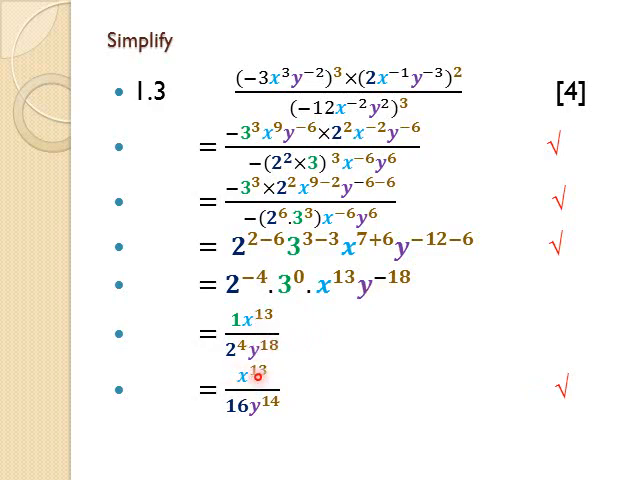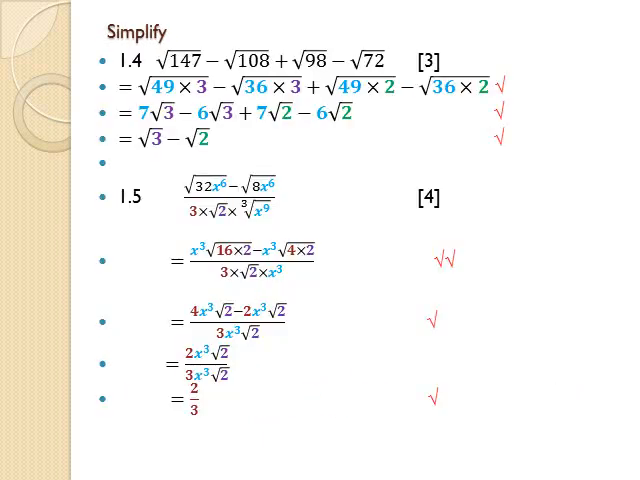X 13, if I bring this to the bottom, y to the negative 18 becomes y to the power 18. So final answer, x to the power 13 over 2 to the power 4, which is 16, y to the power 18. Sorry for that error. Somehow I typed 14 instead of 18, so that must read 18 there. Right, but 1 mark there for correct multiplication. Another mark here for simplification and multiplying, third law. 1 mark for law 2 and law 1.